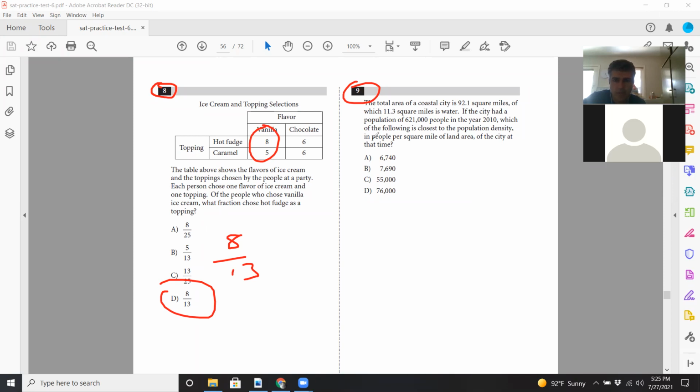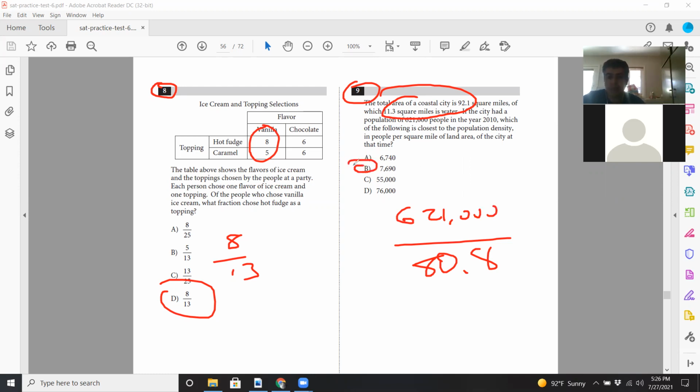Here, the total area of a coastal city is 19.1 square miles, of which 11.3 square miles is water. If the city had a population of that many people in the year 2010, which is close to population density, you've got to divide people by square mile of land area. So you've got to subtract these two first. Let's just use a calculator, right? 92.1 minus 11.3 is 80.8. And 621,000 people divided by that, we get something close to 7,690, so that's B.